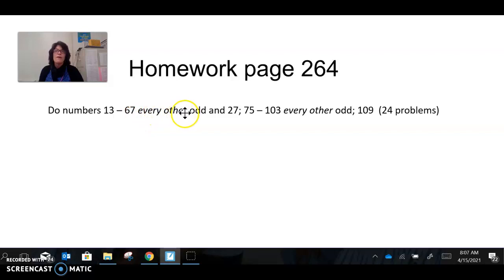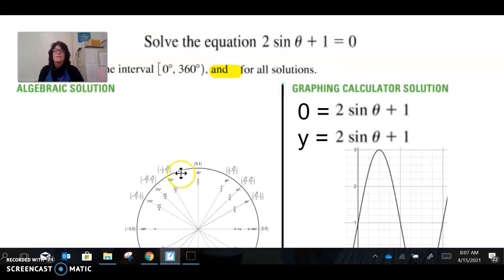Try this homework. Page 264, 13 to 67, do every other odd, guys. I know that seems like a lot. And I also want to throw in 27. Do 13, skip 15. Do 17, skip 19. You got the idea. Same with 75 to 103, every other odd. And then also do number 109. It's 24 problems. It's worth it. Please. I will go over those when I see you next.